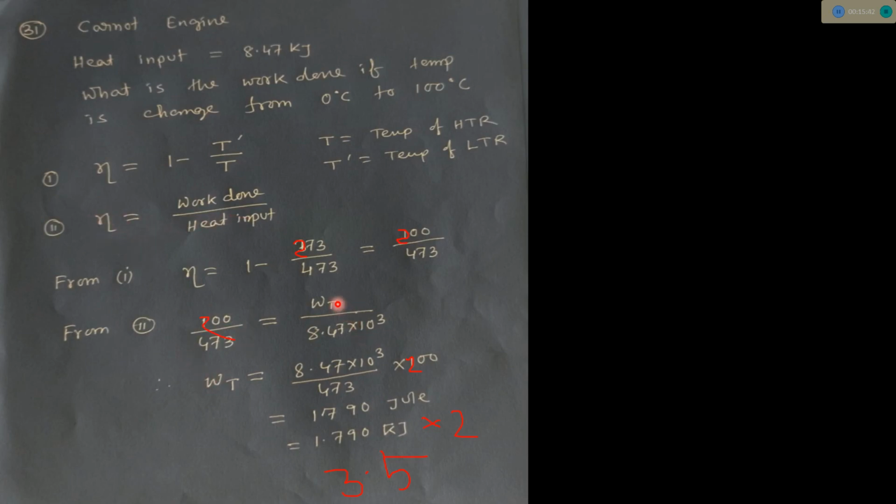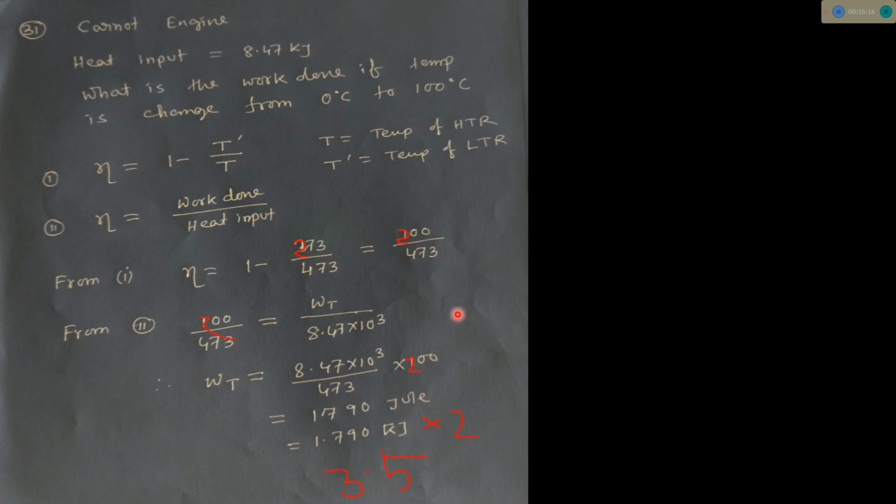Now work done, we have to find the work done. So the kilojoule heat input was given, so we multiply by 10 to the power 3, meaning joule. So the work done is 3.5 kilojoule. So this is one question from Carnot engine. Another question asked how to increase the efficiency of Carnot engine. I think one more question they asked from Carnot engine, but I forgot that question.